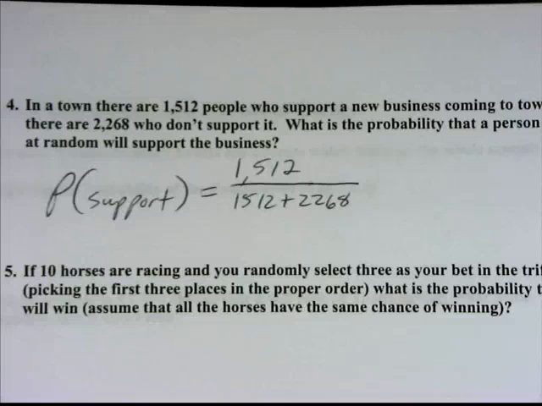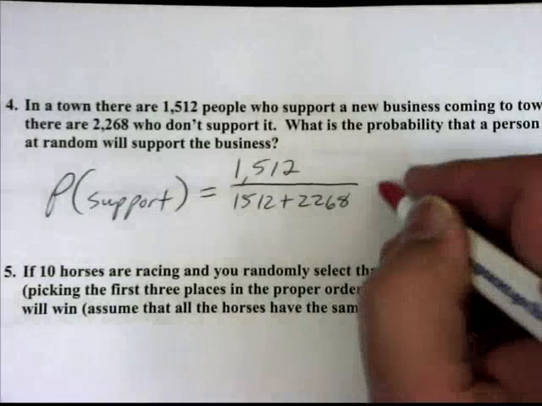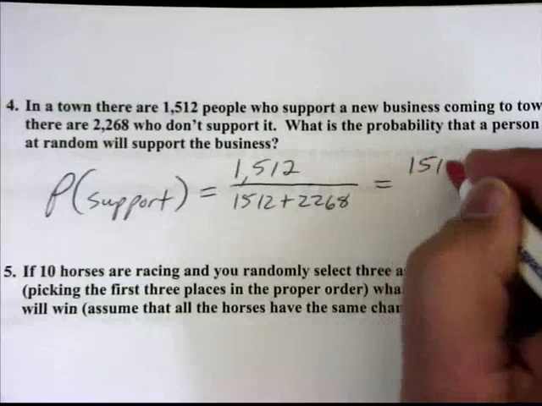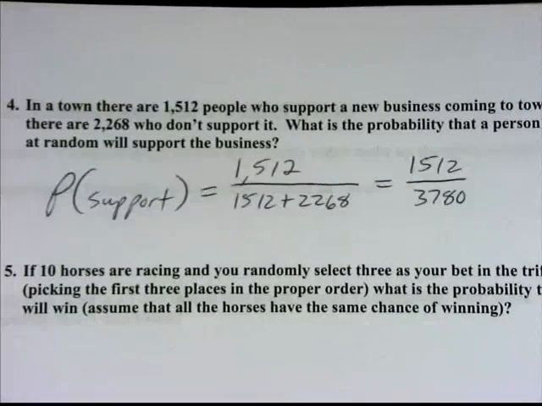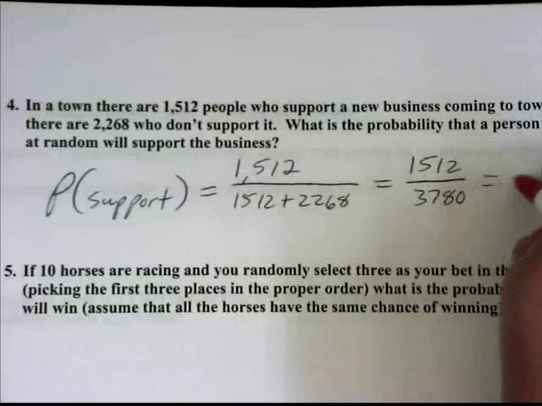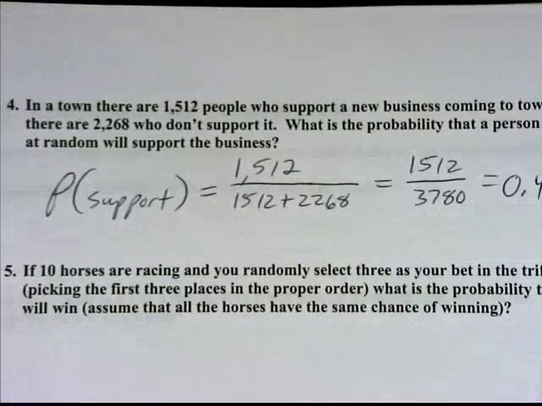So our probability would end up being 1512 plus 2268, which would end up being 1512 over 3780. And then we could simplify that, or we could turn it into a decimal. And if we turn it into a decimal, it becomes 0.4.